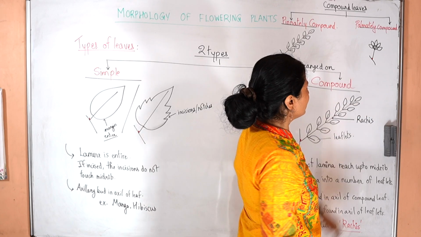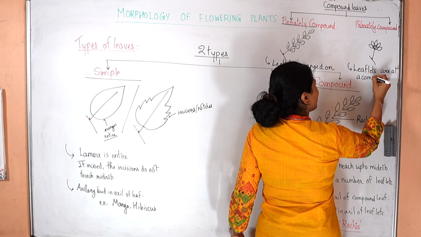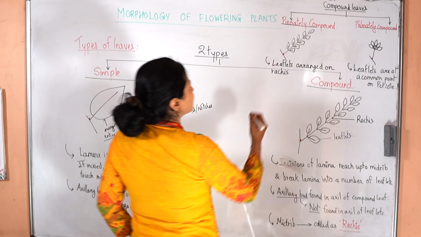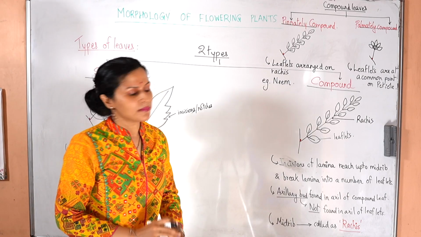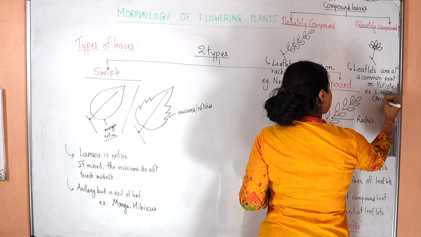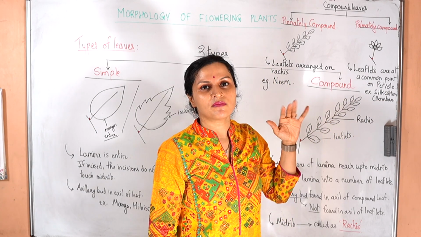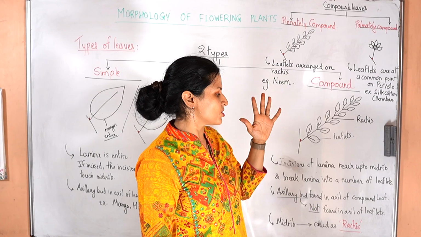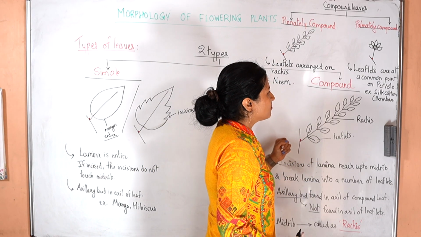However, in palmately compound leaf, leaflets are at a common point on the petiole. Examples of pinnately compound leaves: neem. An example of palmately compound leaf, you can write silk cotton, Bombax. Why are they called palmately compound leaves? Because they look like fingers on the palm, isn't it? Palmately compound. All the leaflets are attached at a common point here, that is on the tip of the petiole.